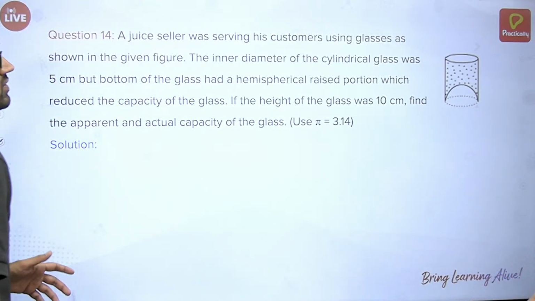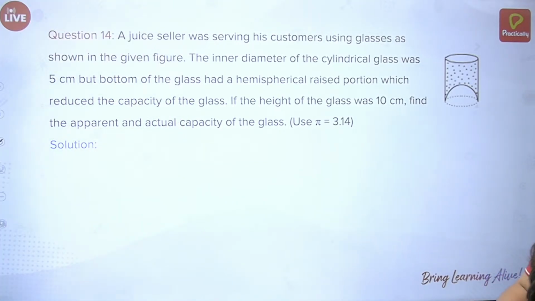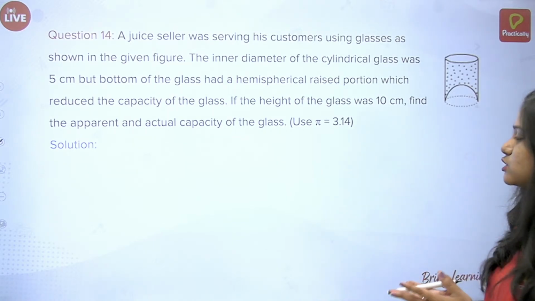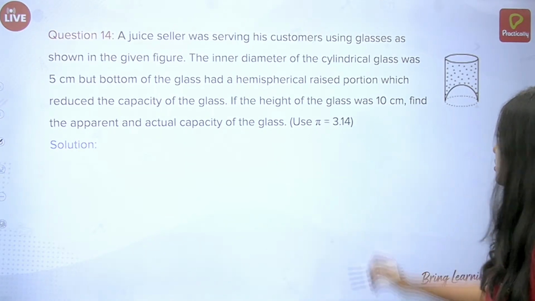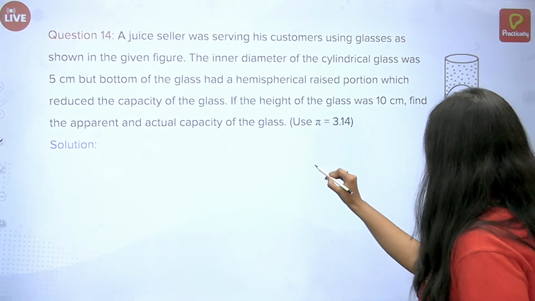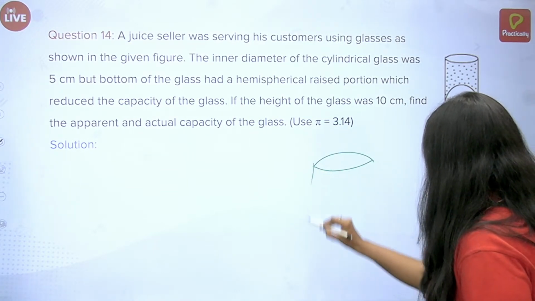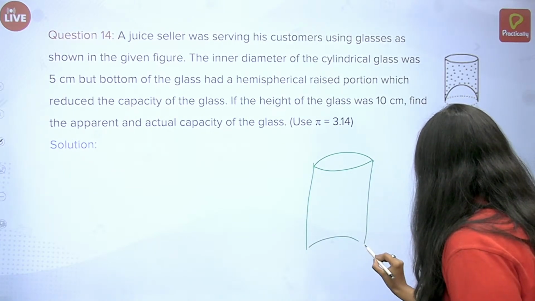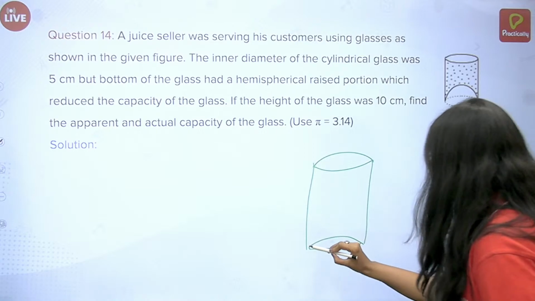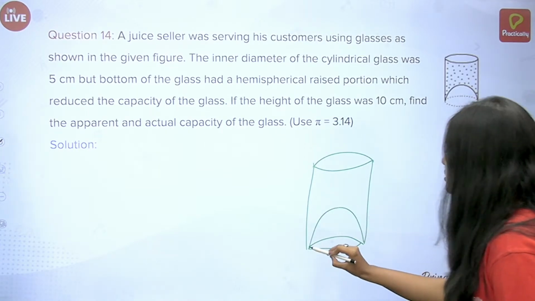Now the 14th one. A juice seller was serving his customers using glasses as shown in the figure. The inner diameter of the cylindrical glass was 5 centimeters, but the bottom of the glass has a hemispherical raised portion which reduced the capacity of the glass. If the height of the glass was 10 centimeters, find the apparent and actual capacity of the glass. So first there is a cylinder, right? This is a glass. At the bottom there is a hemispherical part. So the juice seller is cheating.